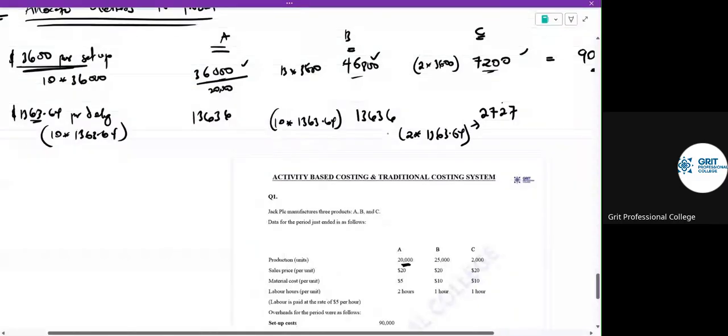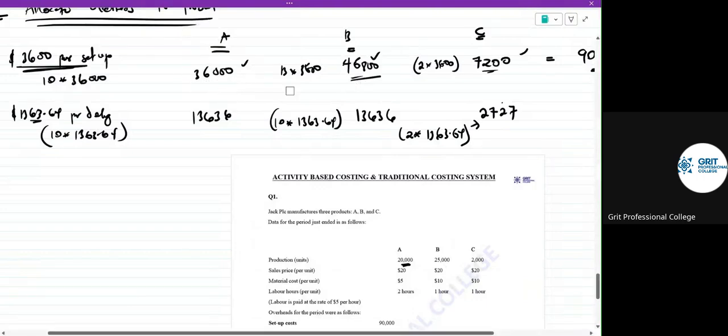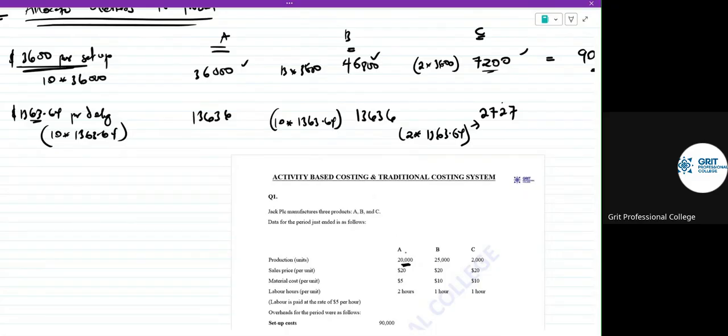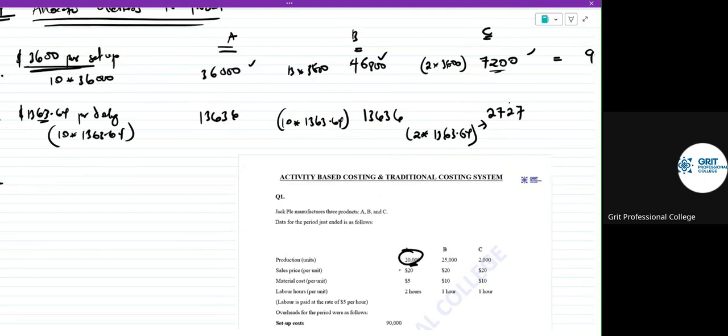Then they'll come to B, 46,800 divided by 25,000. My brother, my sister, when you do it that way, you are going to waste time in the exam room. At the end of the day, we know that all the costs allocated to A will be divided by the 20,000 to get the cost per unit. So why not find all the costs to be allocated to A, all to B, and all to C, and then divide by their respective production units? Then you get the final cost per unit, and you are done. It will save you time. You arrive at the same answer.